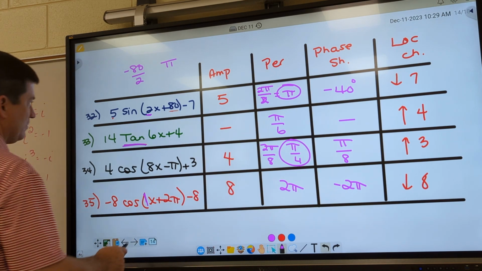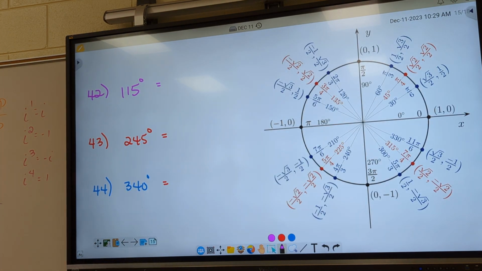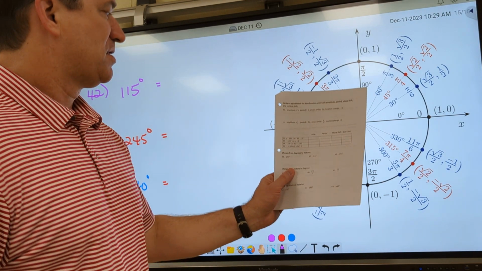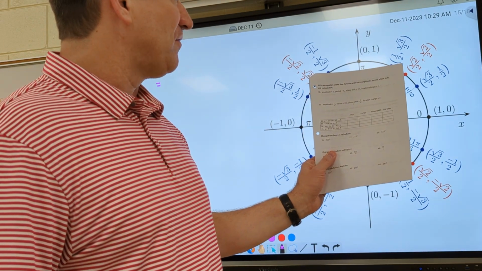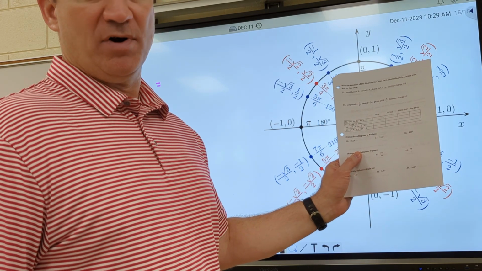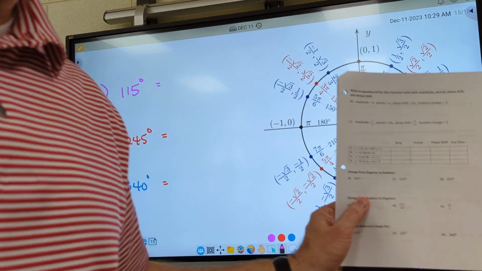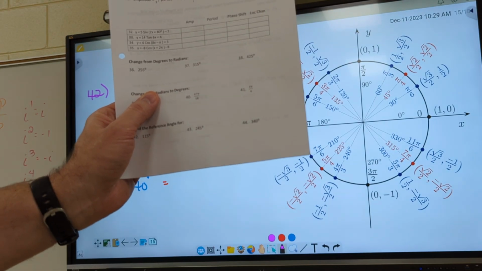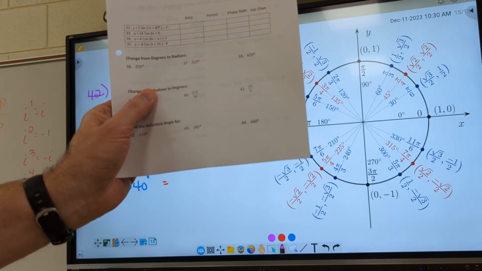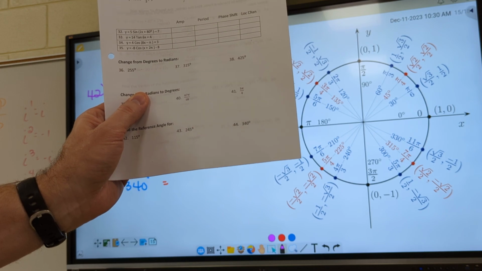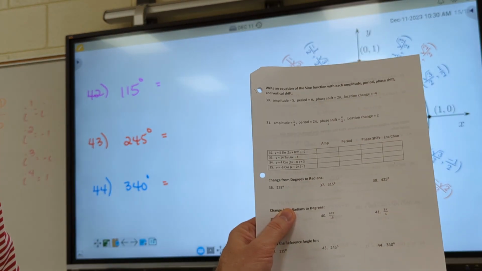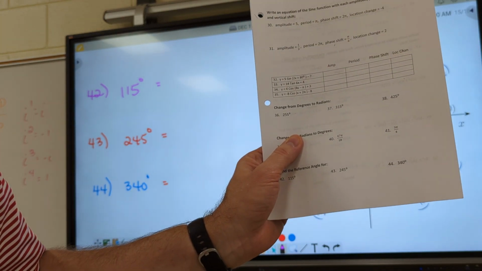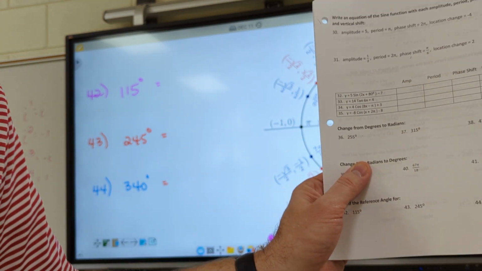All right. 36 is really easy. Everybody look at 36. It says 255 degrees, make it a radian. What did y'all do in your calculator for that one? Well, we had the other calculator. Okay, but same thing though. 255, you times it by pi/180. See what your calculator gives you? Mine gave me 17 pi/12.